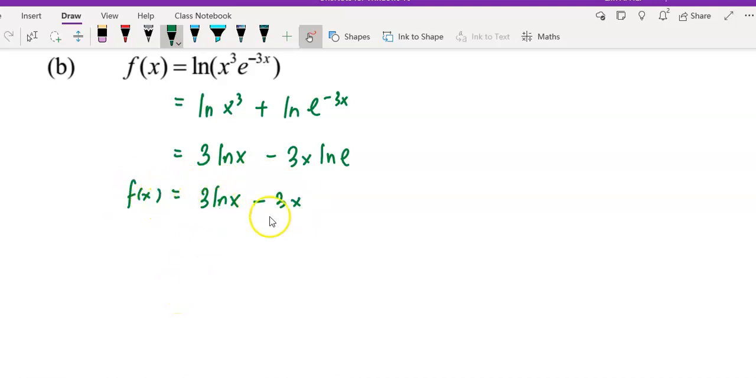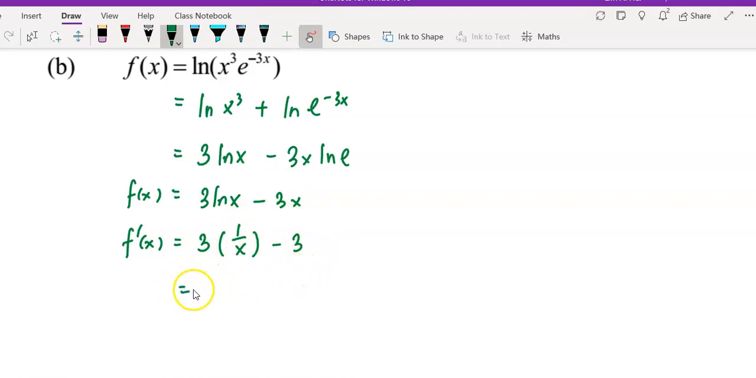After simplifying, your function becomes very simple, and to get your f prime x is much easier. To differentiate 3 log x, the coefficient 3, just copy it down, and differentiate log x, you have 1 over x. Differentiate negative 3x, you get negative 3.